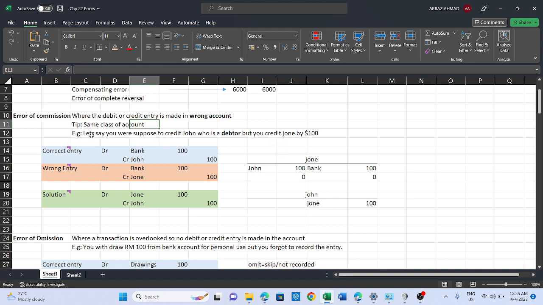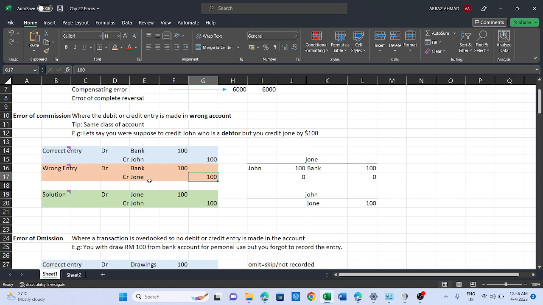Okay, so let's say you were supposed to credit John, who is a debtor, but you credit another John. So here, if you see, the spellings are wrong. So you were supposed to credit this person, but you credit this person. This was supposed to be the correct entry: you debit the bank, we receive the money, and we credit John. But eventually what we did mistakenly is this: we debit the bank, which is the correct account, but we credit the wrong person.